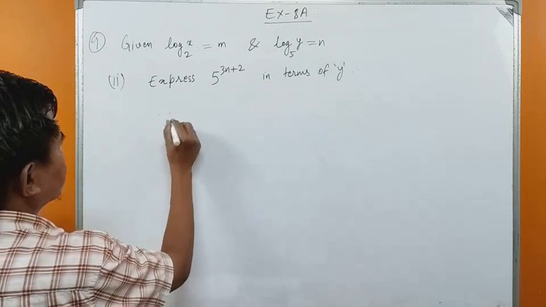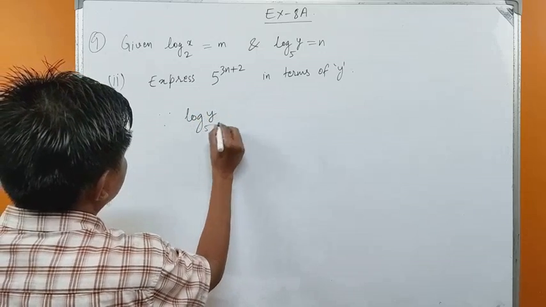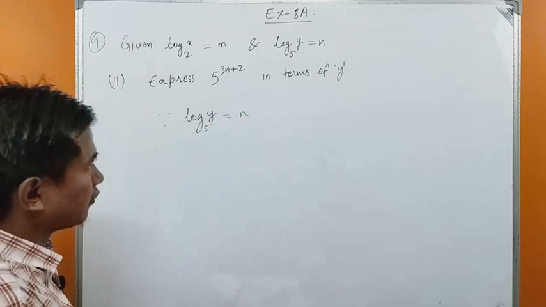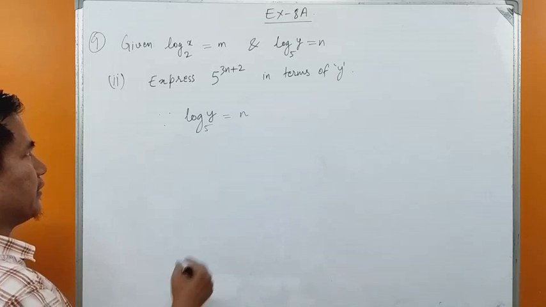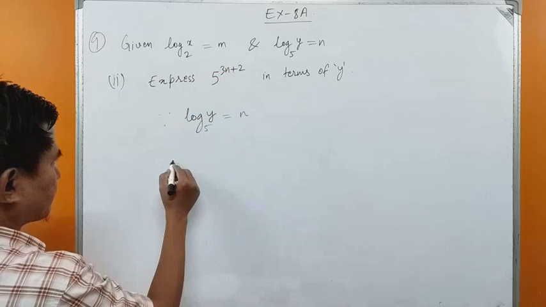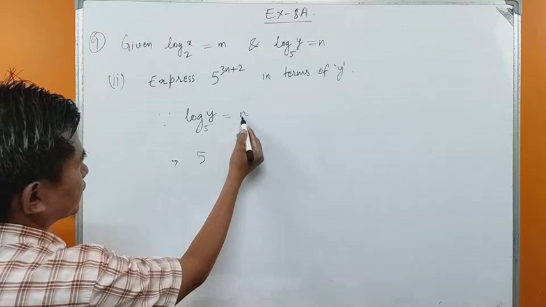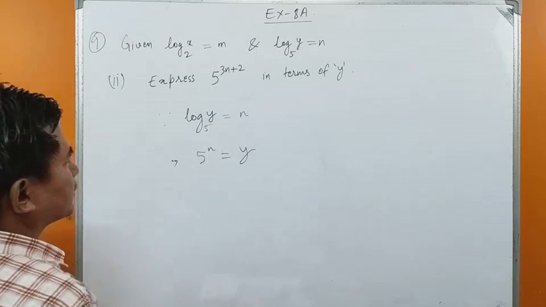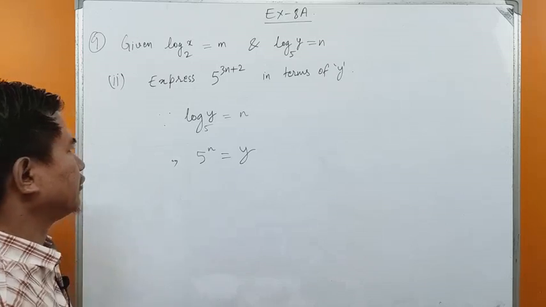Since log y to the base 5 equals n, this is in logarithmic form. We will convert this into exponential form first, okay, and then we will express this. 5 is the base here, so 5, this n will come here as power, equals this y will go to the right hand side, isn't it? Now this is converted into exponential form.